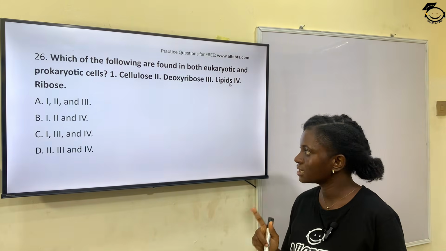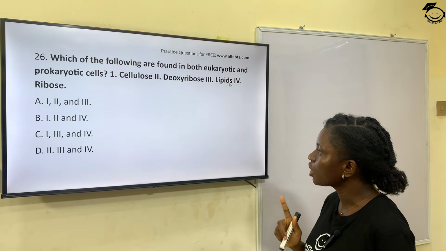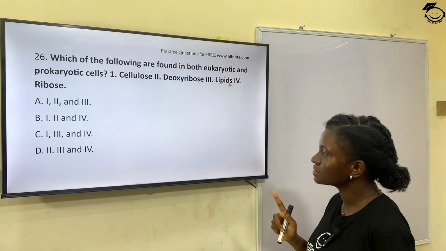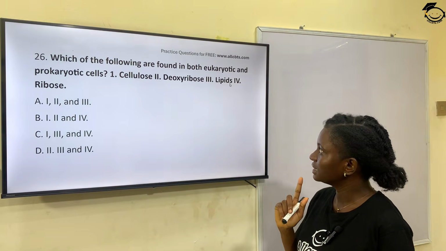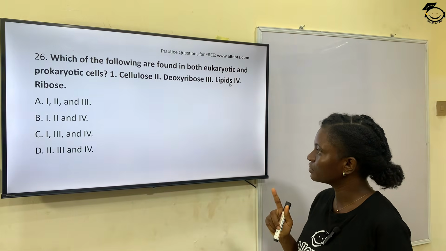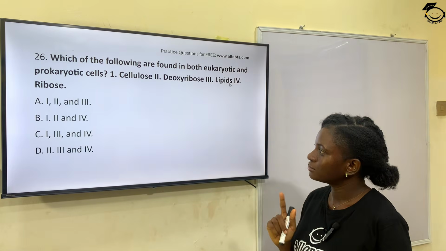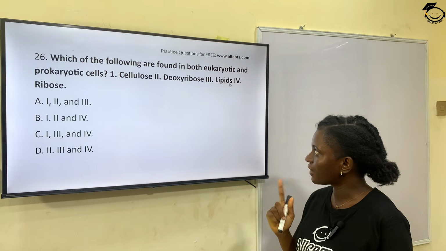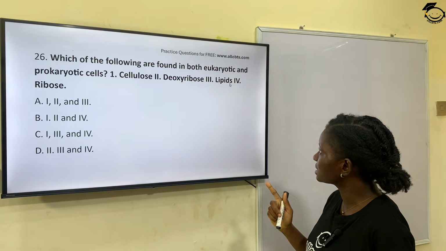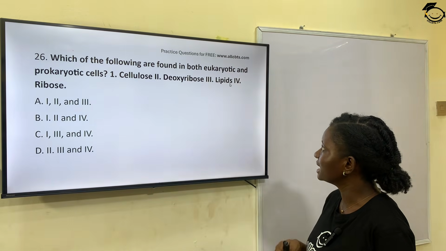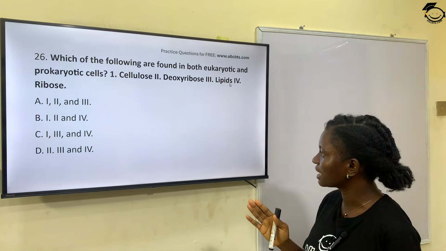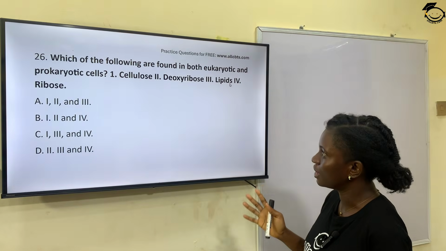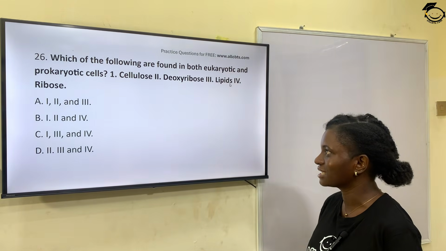That means option B is not the correct answer. Option C, 1, 3, and 4. Cellulose is not found in both. Then 3 and 4, lipids and ribose, are found in both. Option D, 2, 3, 4. Deoxyribose is found in both prokaryotic and eukaryotic cells, that is found in DNA. Then lipid is found in both prokaryotes and eukaryotes. Then ribose in RNA is found in both prokaryotes and eukaryotes. So option D is the correct answer.